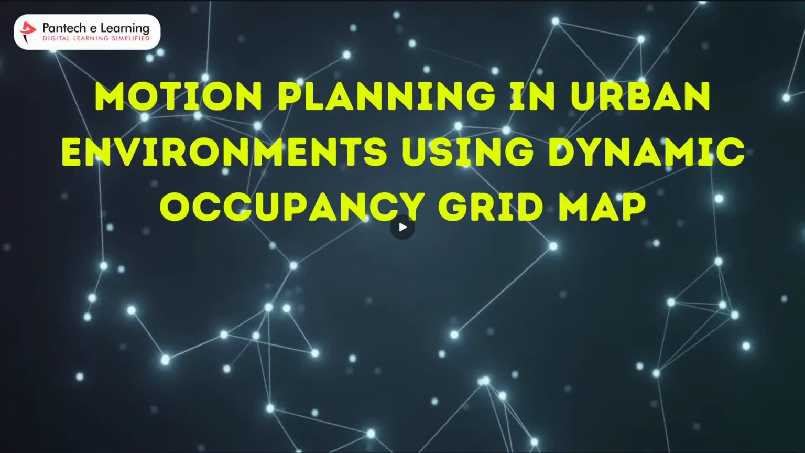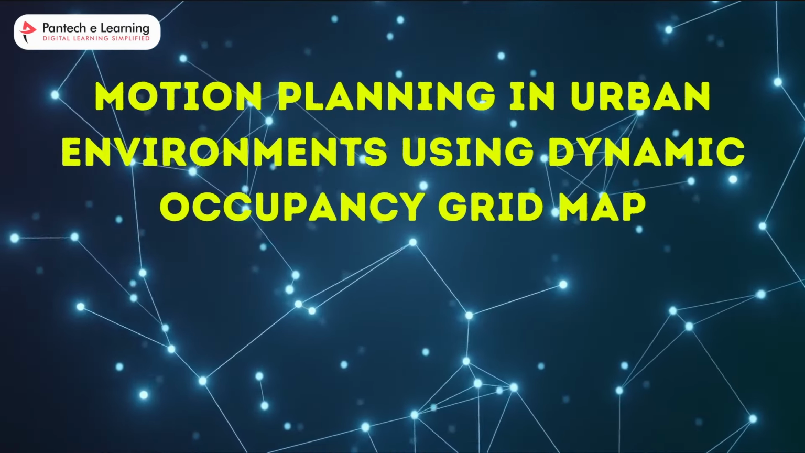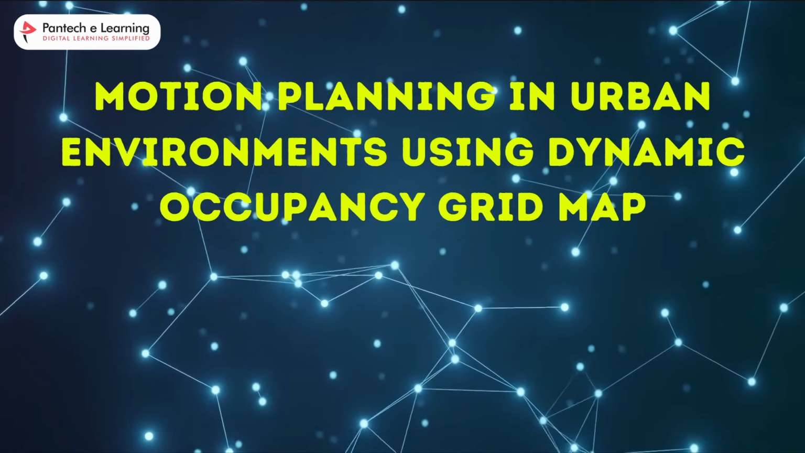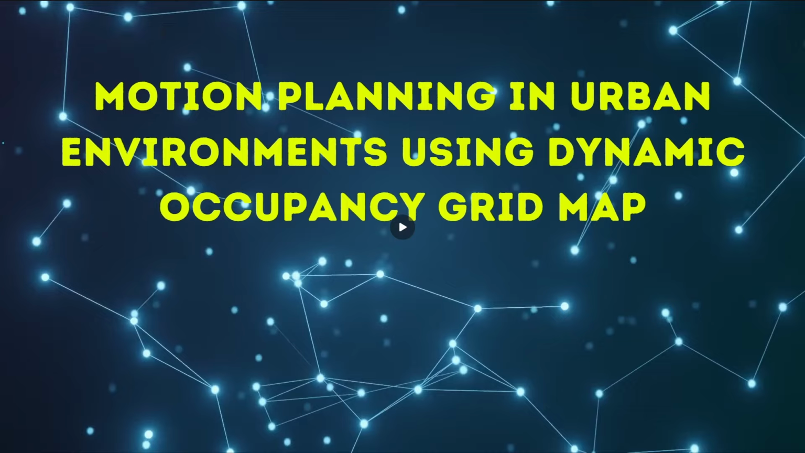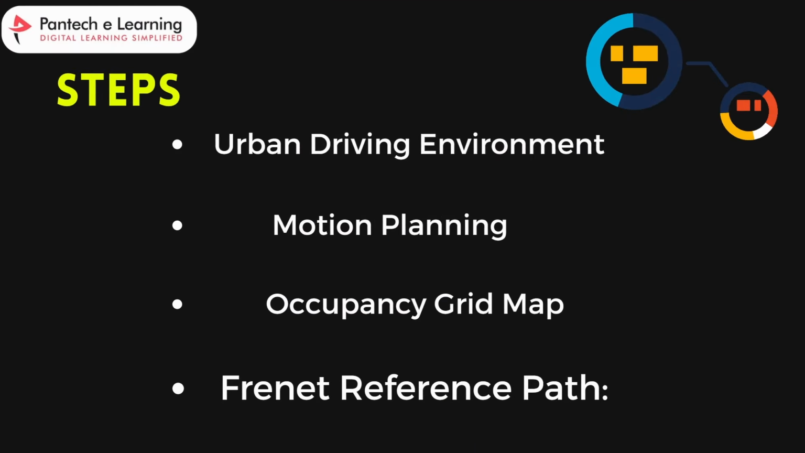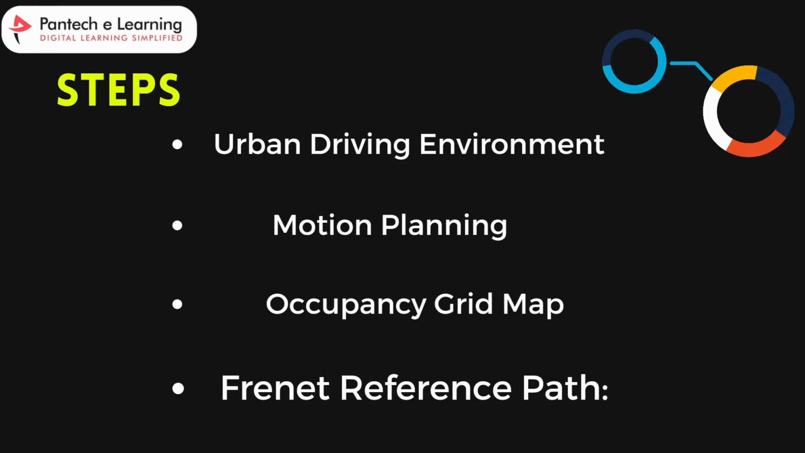Today we are going to talk about one interesting topic: motion planning in urban environments using a dynamic occupancy grid map. First, what is this urban driving environment? Urban driving environments are characterized by traffic, pedestrians, cyclists, and various other obstacles. These roads may have multiple lanes, intersections, traffic signs, and signals.